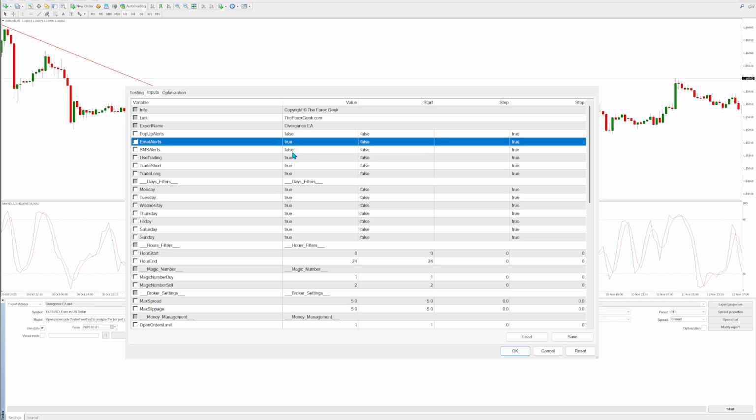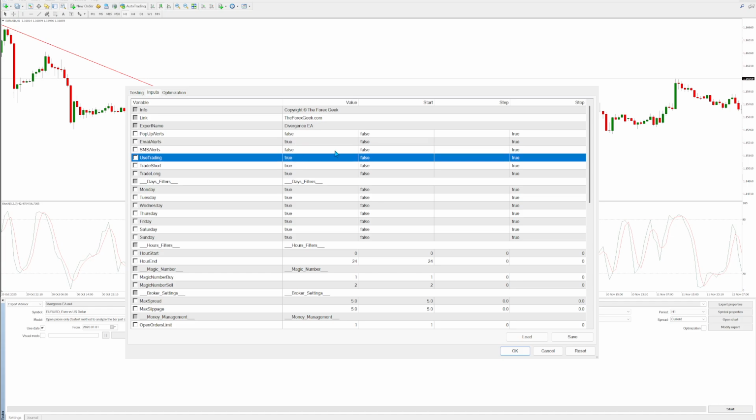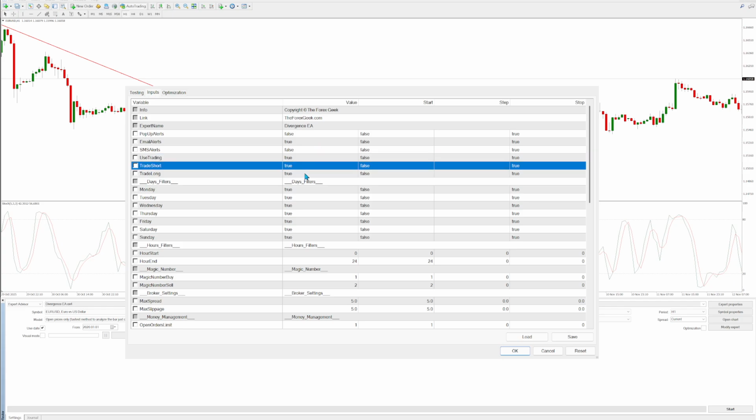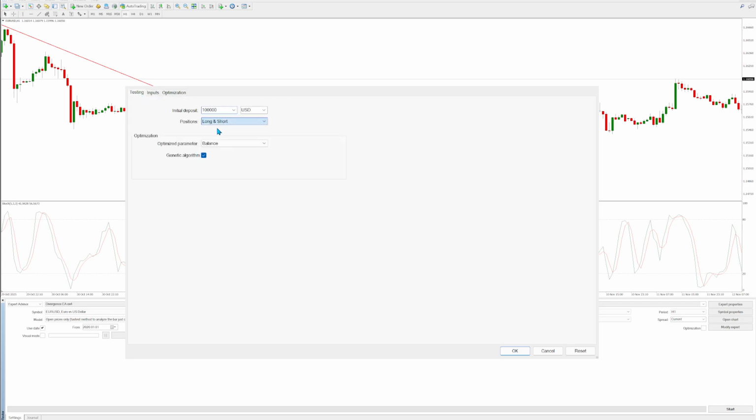Perhaps you want to put the stop loss or amend the stop loss and take profit on the trade just to confirm it is a good position. And you do have trade short and trade long. You can set to true or false, which if you go to the testing tab up here, you also have the option long and short only there.